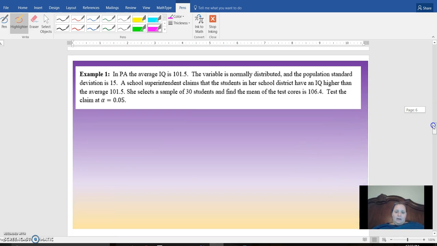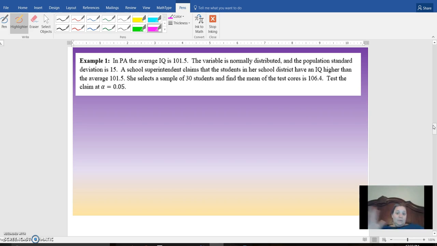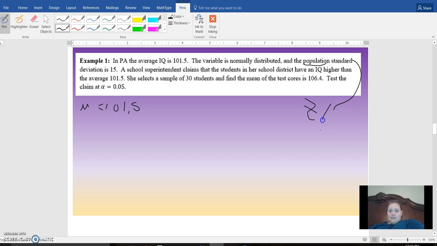All right, so here we are. We read the problem, and I'm going to write down the information. In Pennsylvania, the average IQ, 105, is normally distributed with a population standard deviation. That's how I know I need to use the z-test, because it says population standard deviation. So that one is 15.